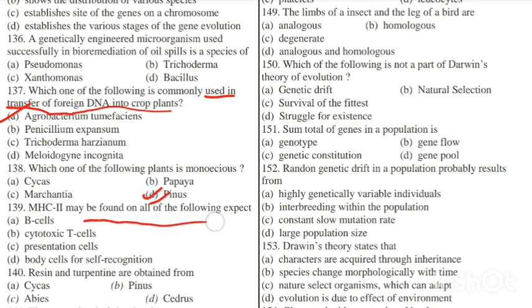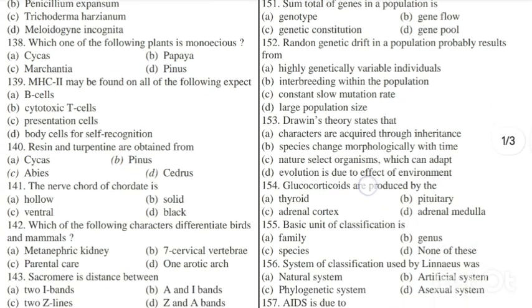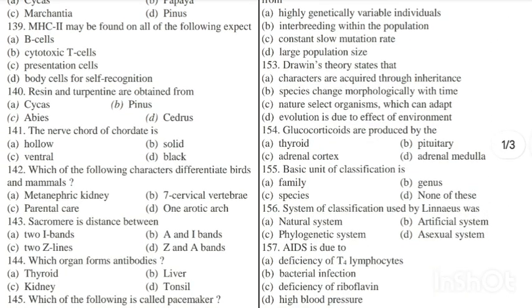MHC2 may be found in all except, so here the right answer is cytotoxic T cell. Resin and turpentine are obtained from Pinus. Next question. The nerve cord of chordate is, so the nerve cord of chordate is hollow.